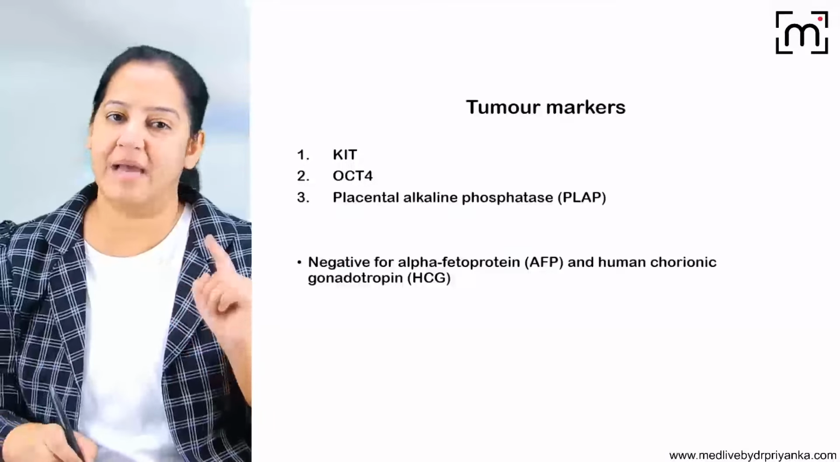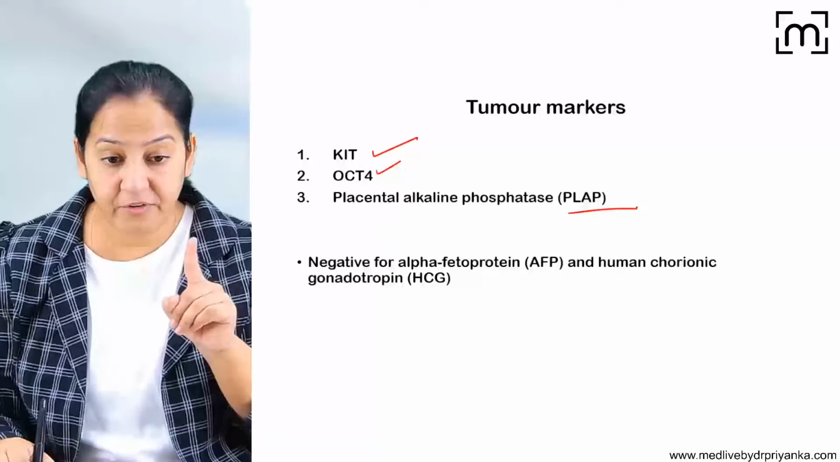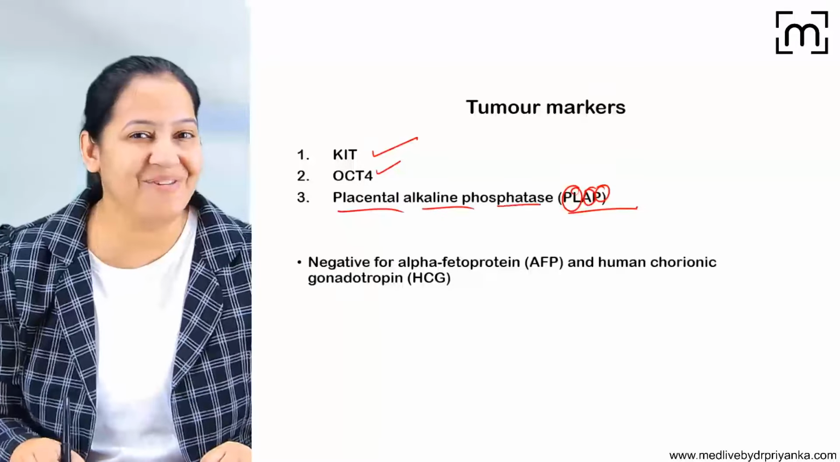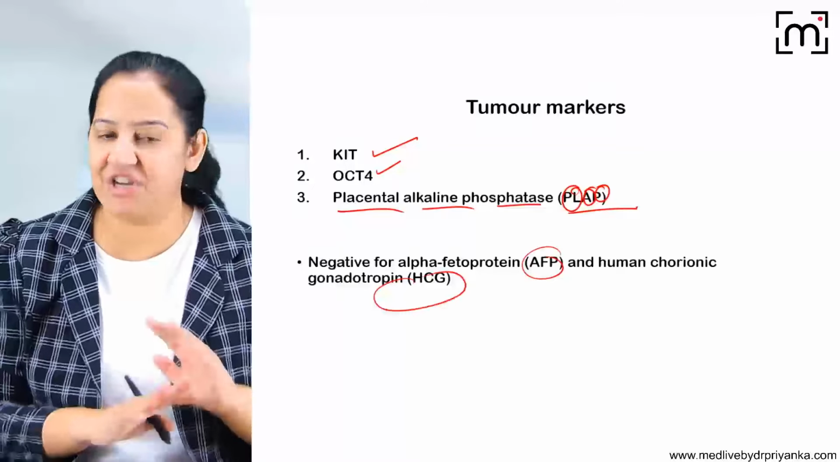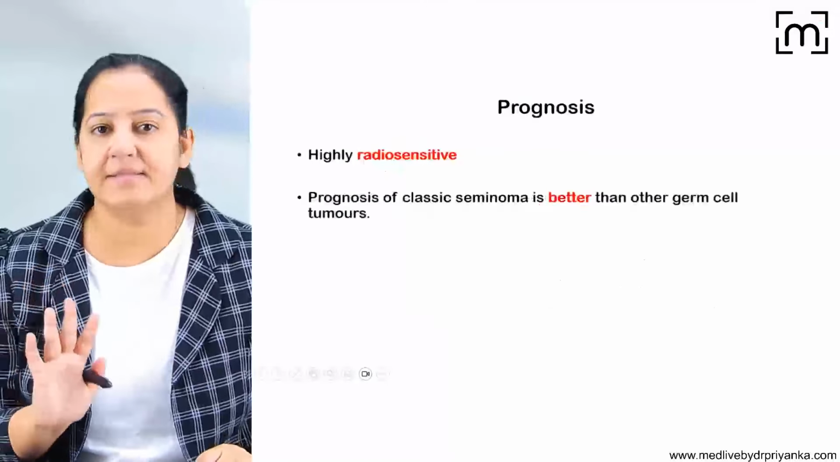What are the tumor markers? I already told you the tumor markers of seminoma are OCT, KIT, and PLAP. What's the full form of PLAP? Placental alkaline phosphatase. It is not acid phosphatase. Here AFP and beta-HCG are not elevated. They are normal. So normal AFP and normal HCG, you have to write that. These are the tumor markers.